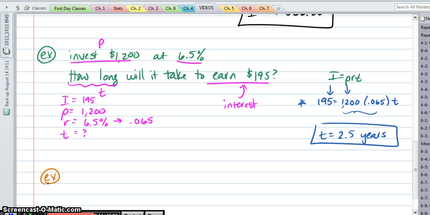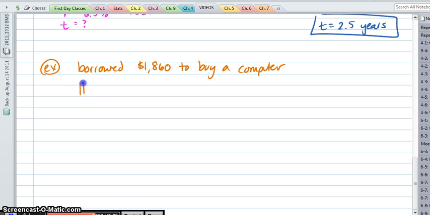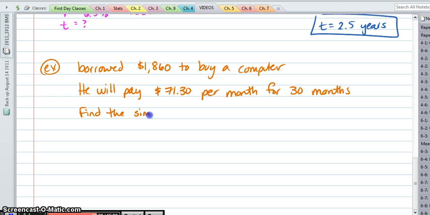So let's say Mr. Gable borrowed $1,860 to buy a computer. And people do this all the time. They borrow money. Okay, and he will pay $71.30 per month for 30 months. Find the simple interest rate for his loan. So go ahead and get this down. And this is very different from the types of examples we were looking at before. So how do we work through this?